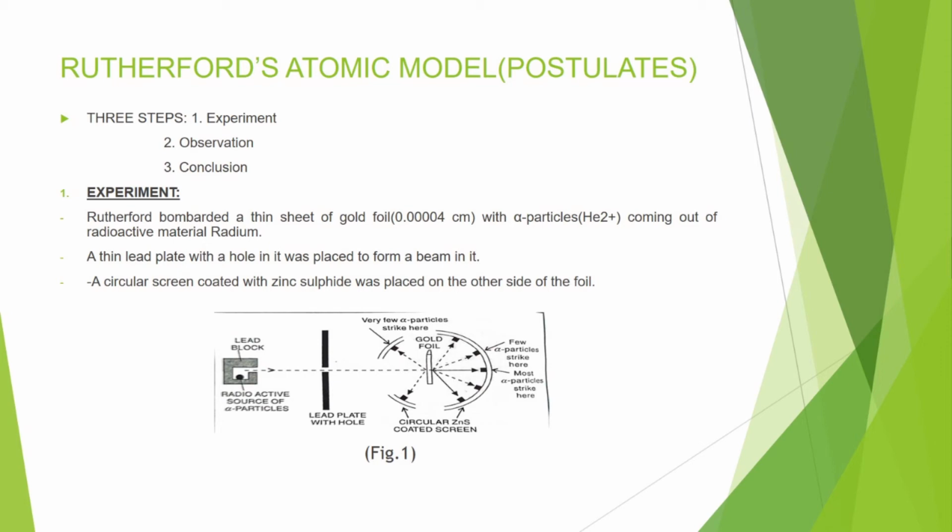Then a thin lead plate with a hole in it was placed in front of that lead block, as you can see in figure 1. Then a circular screen coated with zinc sulfide on the inner side was placed on the other side of the gold foil, which helps to illuminate where the alpha particles strike it.